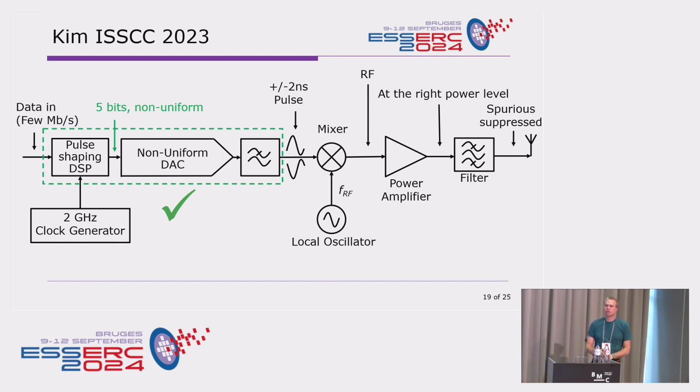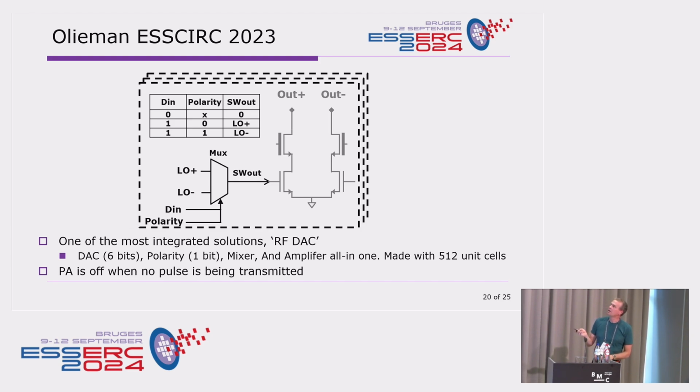The final one I'd like to talk about is from my colleague, Erik Oliman, who presented this at last year's ESSERC. And actually, this is one of the most integrated solutions. What he does, he takes a single, I would say, highly digitized cell that is both taking a data input, a polarity input, the local oscillator input, and then into a diff pair that provides current in one polarity or in the other polarity to the power amplifier. And this is all in one. And this is a unit cell.